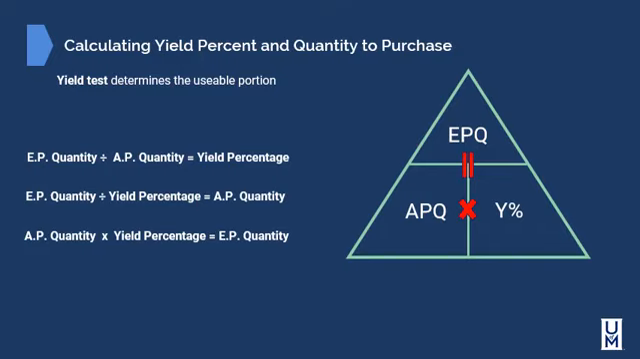For instance, if I know that my yield percent on broccoli is 50%, and I go to my recipe and I see that I need 10 pounds in my recipe, 10 pounds in the recipe would be my edible portion quantity. My yield percent is 50%, so I take edible portion quantity divided by yield percent equals my as purchased portion quantity, or 10 pounds divided by 50% equals 20 pounds. And that's how much broccoli I need to purchase.